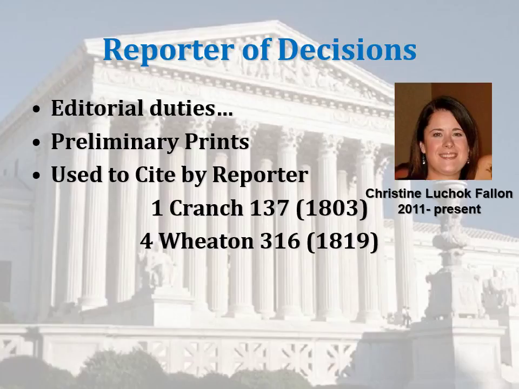Okay. Now, what do these numbers mean? The first number, 1 Cranch 137, means volume one, the reports of the court under Cranch, the reporter of decisions, page 137. Volume four of Wheaton, reporter of decisions, page 316. And it's that simple.